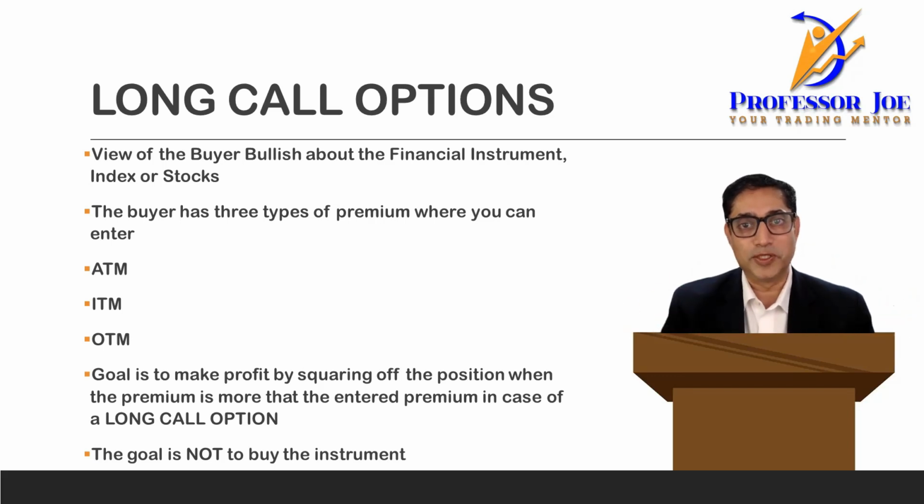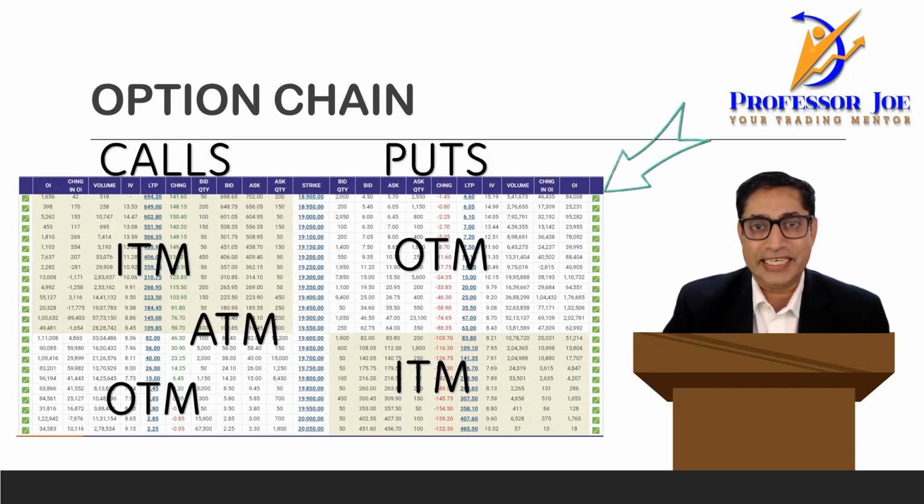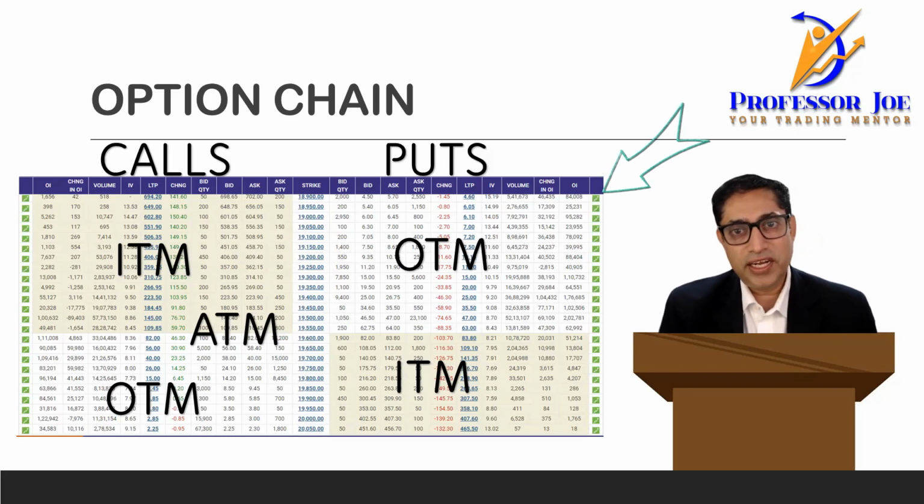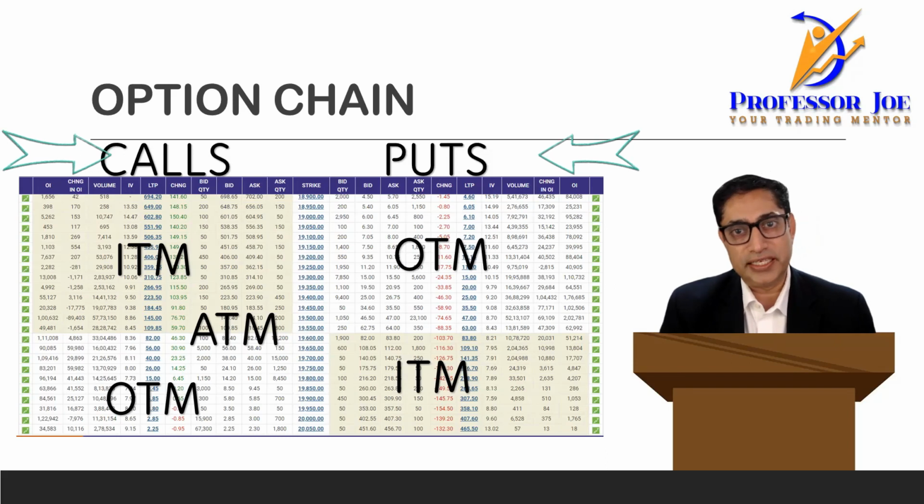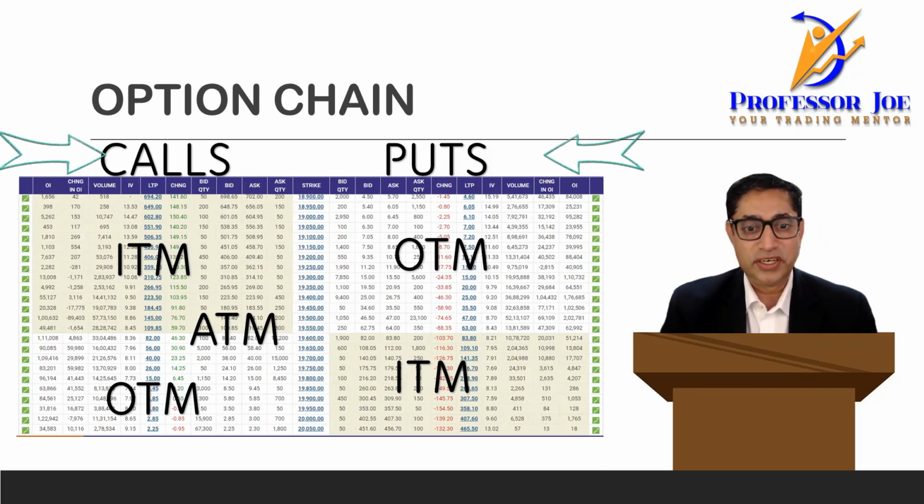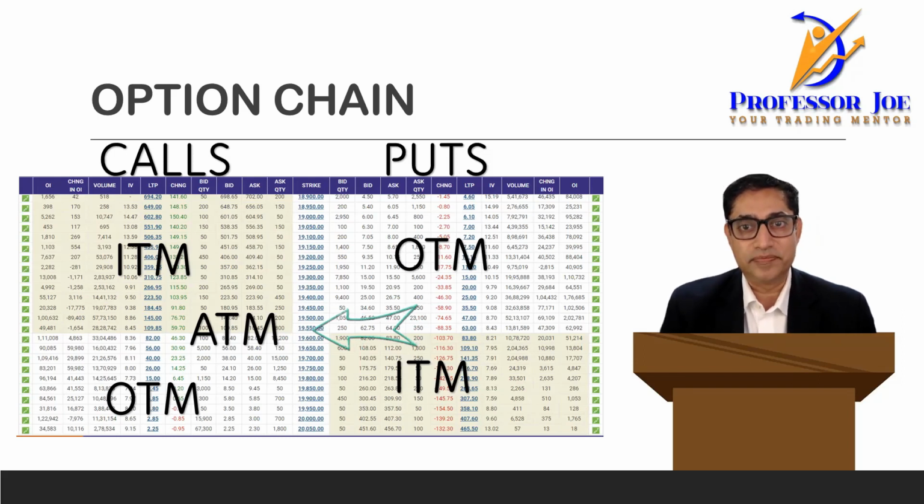Okay, so you need to understand that very, very well. Forget all the other logic. The most important thing is premium. You have to make money in the premium. Now, this is called an option chain. In an option chain, to the left side you will see calls, and to the right side you will see puts. Somewhere in the middle, you will see that is ATM.